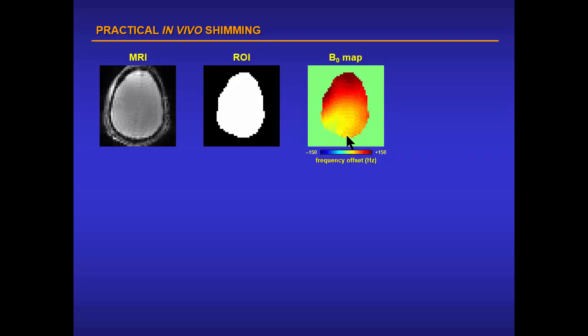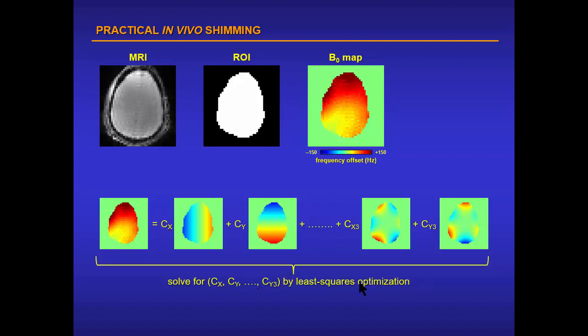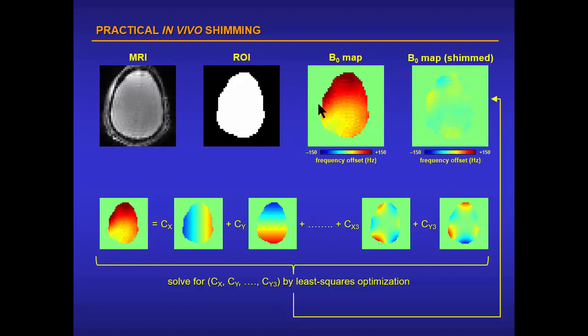Now, once you have done that, then it's just a simple matter of approximating the experimental data as a linear sum of all the shim fields generated by all of the shim coils properly scaled by its own amplitude. In other words, in a least square manner, you need to solve for these amplitudes so that the sum of all of those equals that one. Now, if you do that and you subtract it from your B0, from your in vivo inhomogeneity, then you end up with a shimmed B0 map.